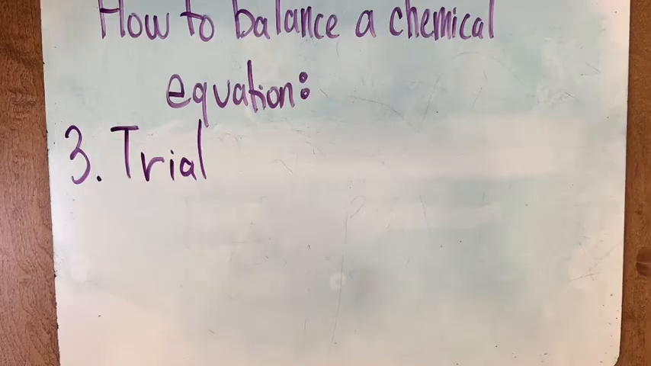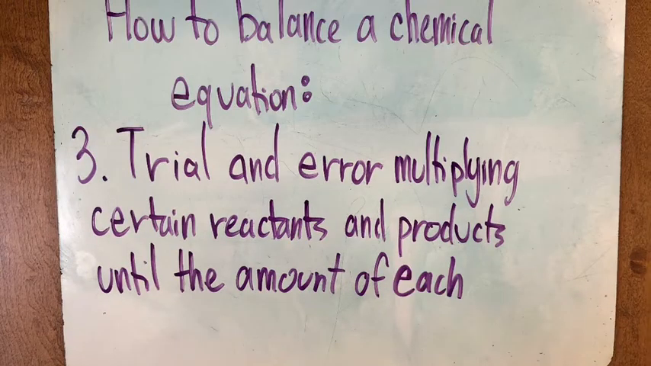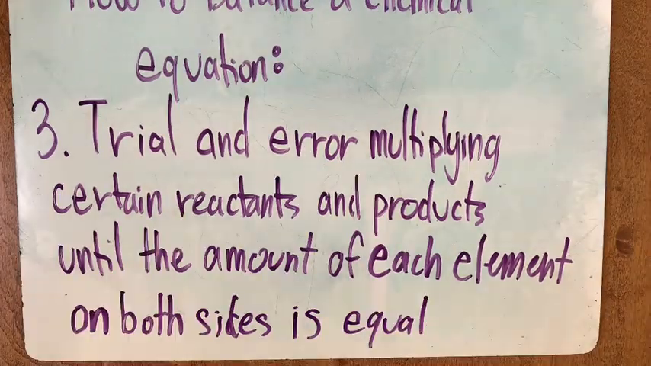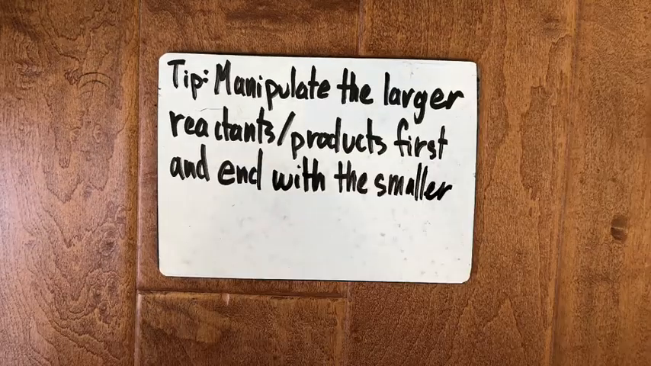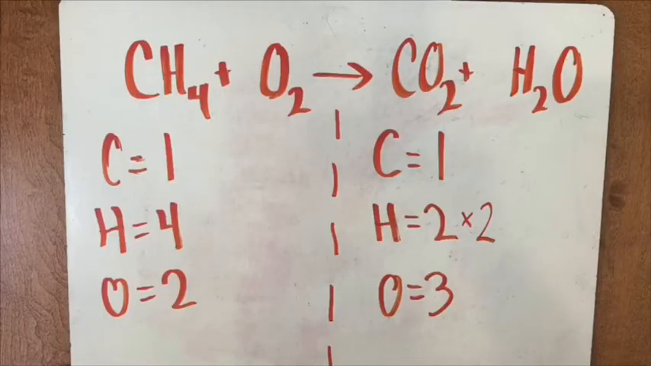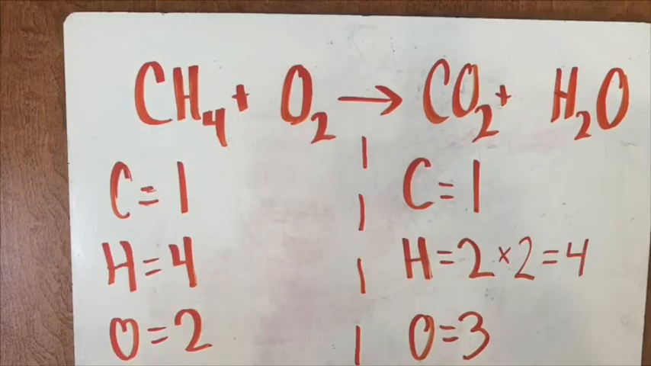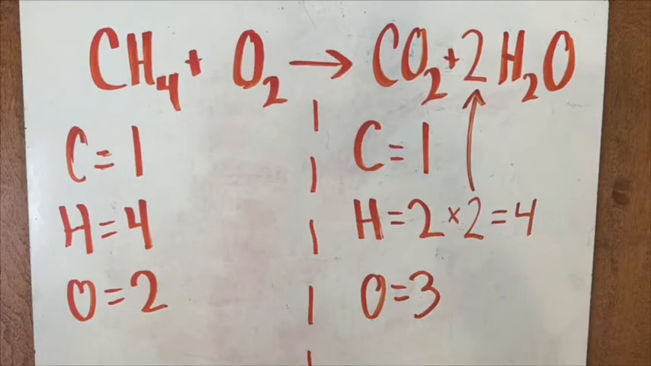Step 3 is trial and error, multiplying certain reactants and products until the amount of each element on both sides of the equation is equal. A tip is to manipulate the larger reactants or products first and end with the smaller reactants or products. For our equation, you can first start off by multiplying the number of hydrogens on the product side by 2, making it 4 hydrogens on the product side. Since you multiplied the number of hydrogens by 2, you have to multiply the amount of H2O by 2 as well, meaning you put a coefficient of 2 in front of the H2O. This also makes the amount of oxygen 4 on the product side.